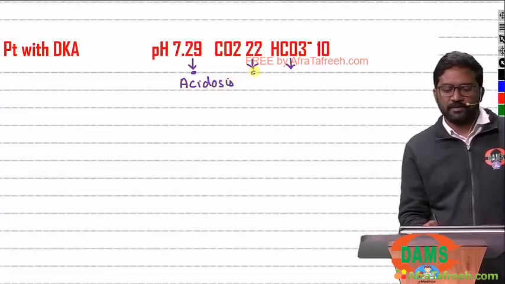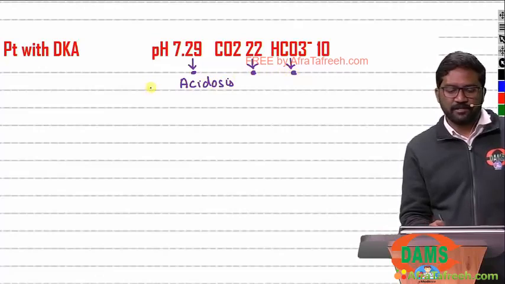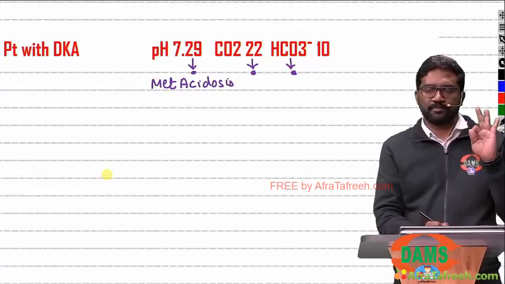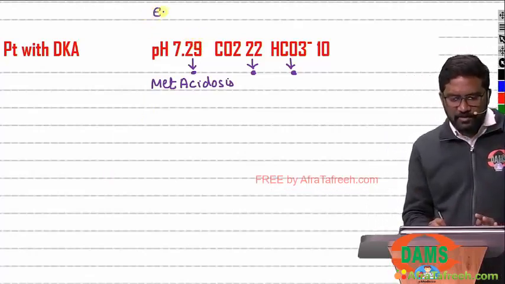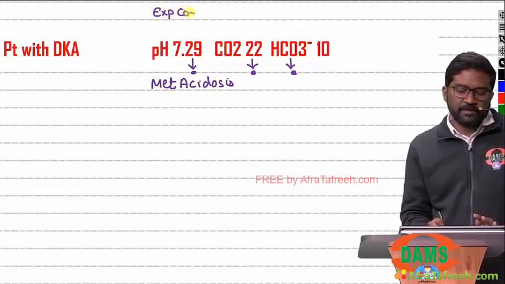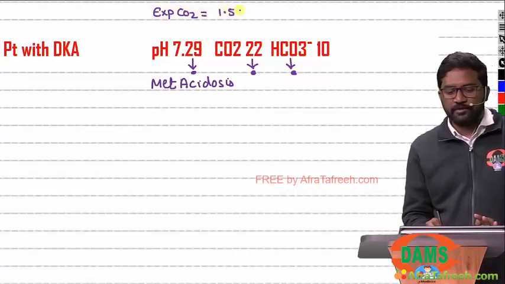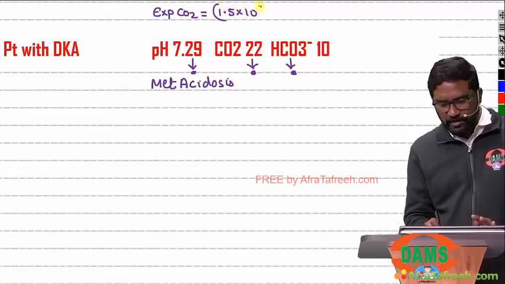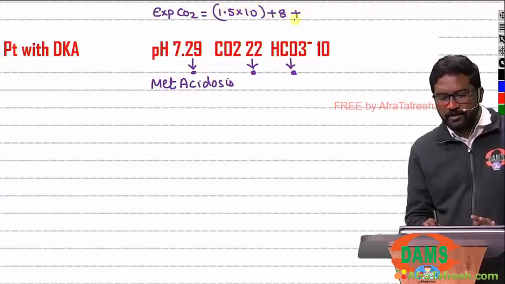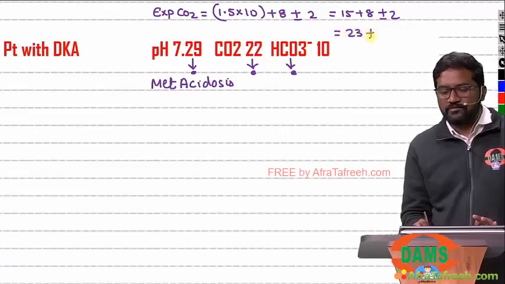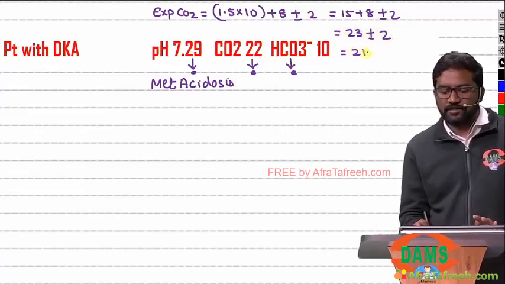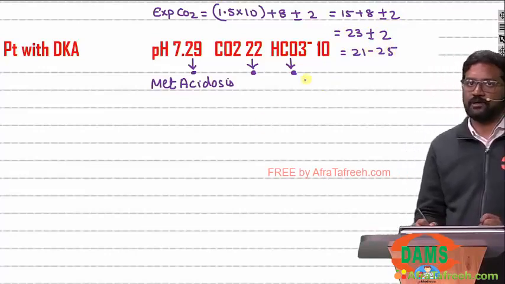Second step. What is primary? The change is in the same direction, so it has to be metabolic. Third step, calculate compensation. Because it is primary metabolic, I have to calculate respiratory compensation. What is the formula? Expected CO2 is 1.5 times bicarbonate plus 8, plus or minus 2. So 15 plus 8, plus or minus 2, which is 23 plus or minus 2. It has to be in the range of 21 to 25 mmHg.